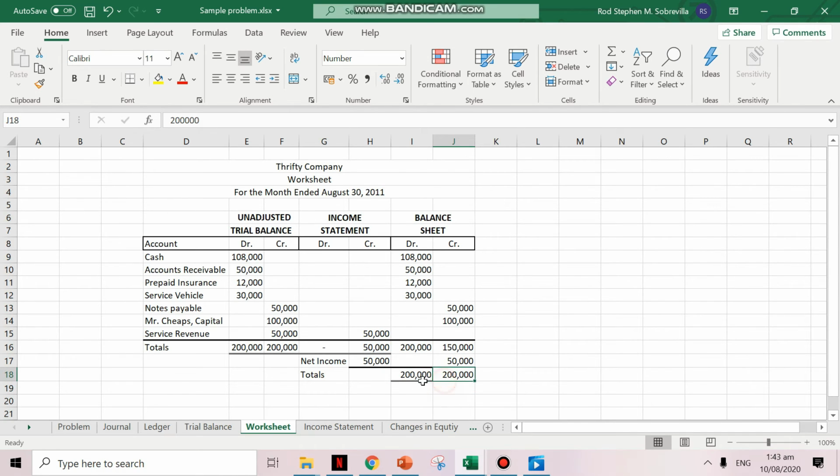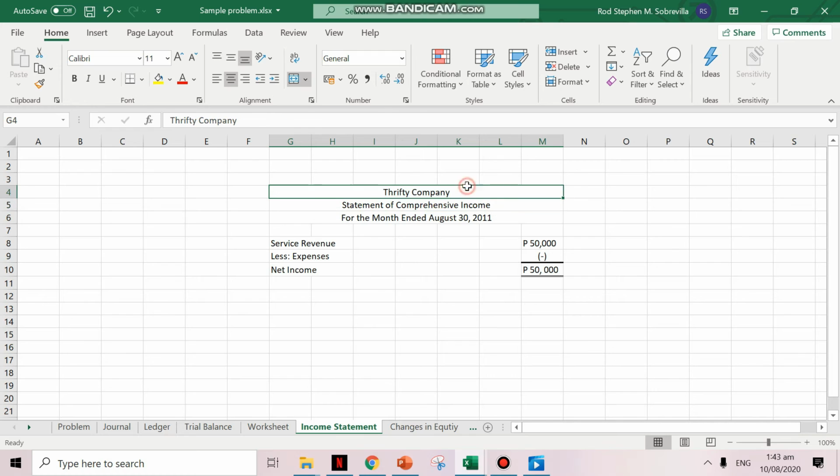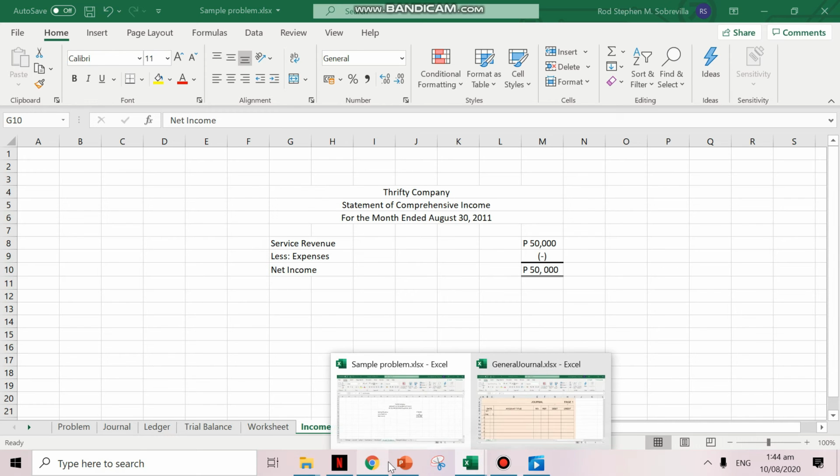So, pag nag-worksheet na kayo, madadalian na kayo sa financial statements kasi na-ensure nyo na equal balance. So, una muna natin is yung income statement. Company name, statement of comprehensive income for the month ended. Tapos, revenue, less expenses, and then, since wala tayong expense, wala tayong ilalagay, so, diretso net income. Again, paano yung format? Pag may expenses, meron tayong indention like this.